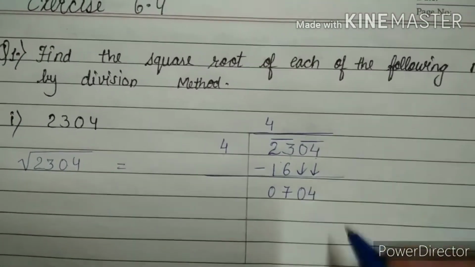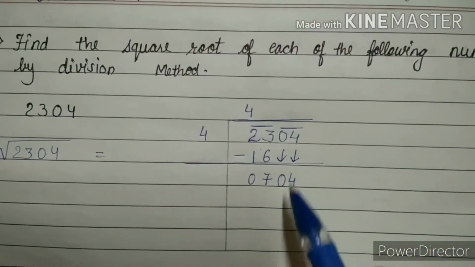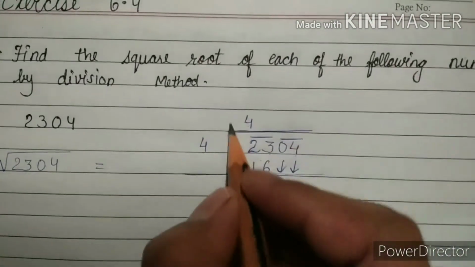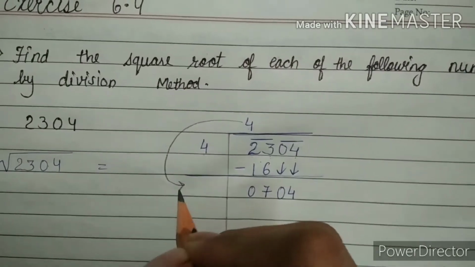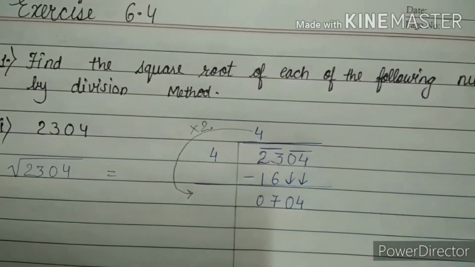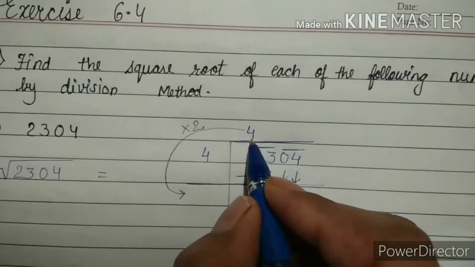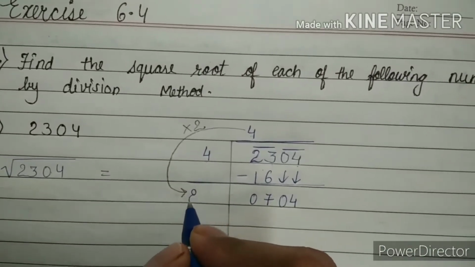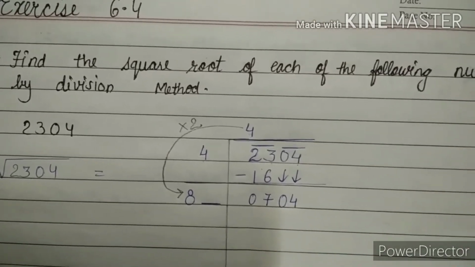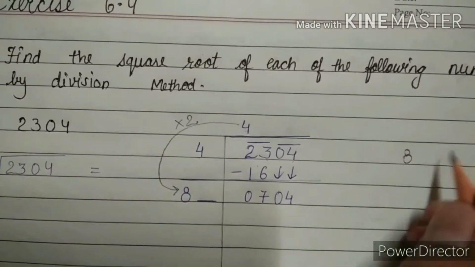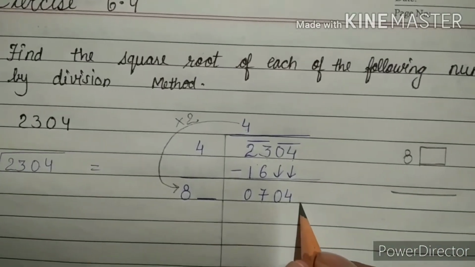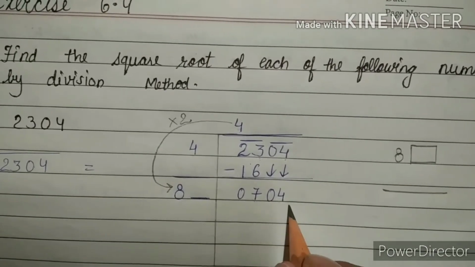In the division we copy a single number, but in the long division method we have to copy the whole pair down. Now this number will come here by the multiple of 2. It means we have to double the first number that we took. We took 4, 4 double is 8. Now we have to put a number here such that we get 704.